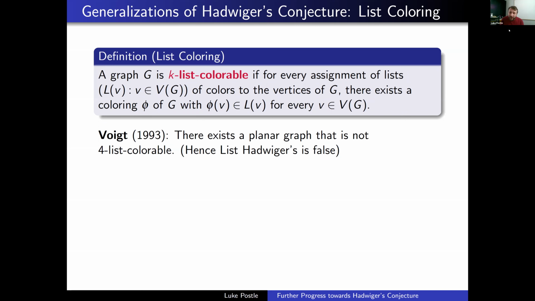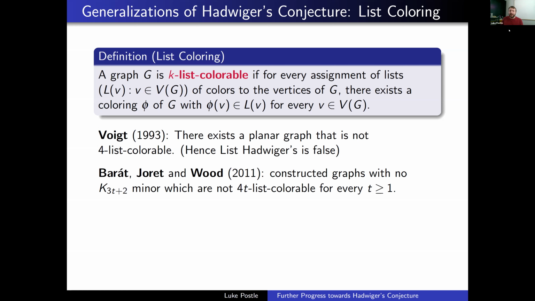And it turns out then, could you ask, Hadwiger's for list coloring? No K_t minor, then you're t minus 1 list colorable. And Margit Voigt, she showed in '93 that actually there's a planar graph that's not even 4-list colorable. So the 4-color theorem doesn't hold for list coloring, and hence list Hadwiger's is false, right?